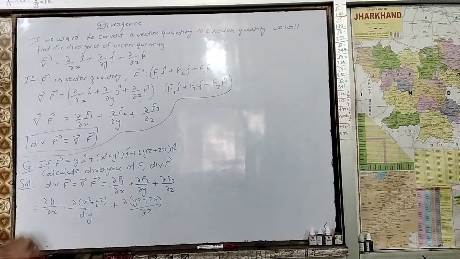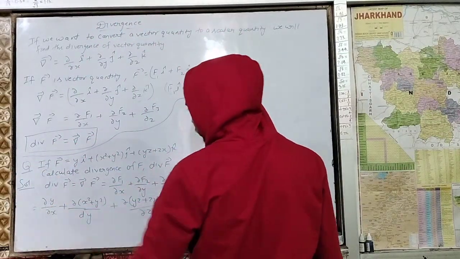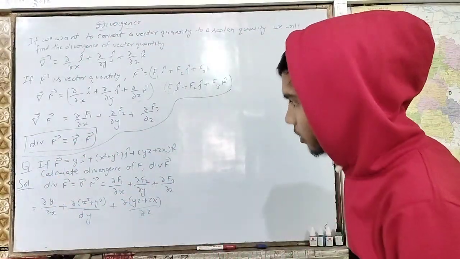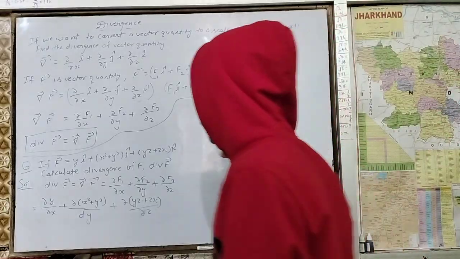Okay, now this will become 0. The reason is that this is a partial differentiation. So the partial differentiation of y with respect to x, both being different variables, will become 0.